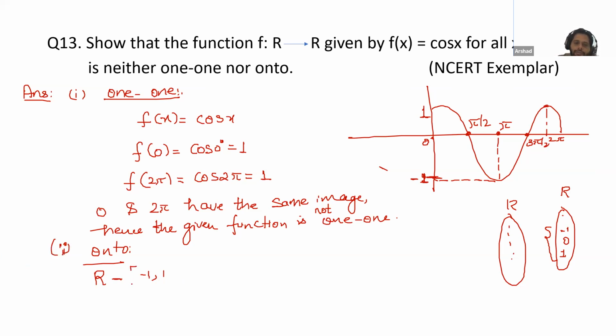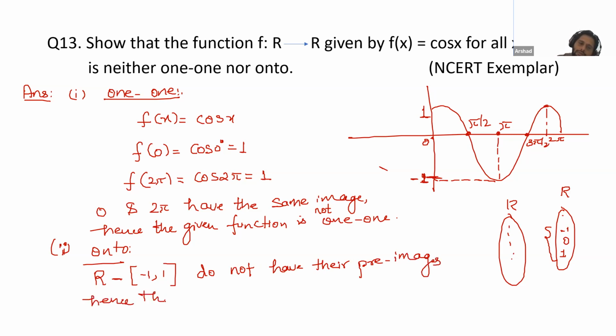So from the real numbers, if you subtract -1 to 1, then you will get the remaining numbers. So we can write that the real numbers except -1 to 1 do not have their pre-images, hence the given function is not onto. So this is clear to how many students? Please raise your hand if this is clear.